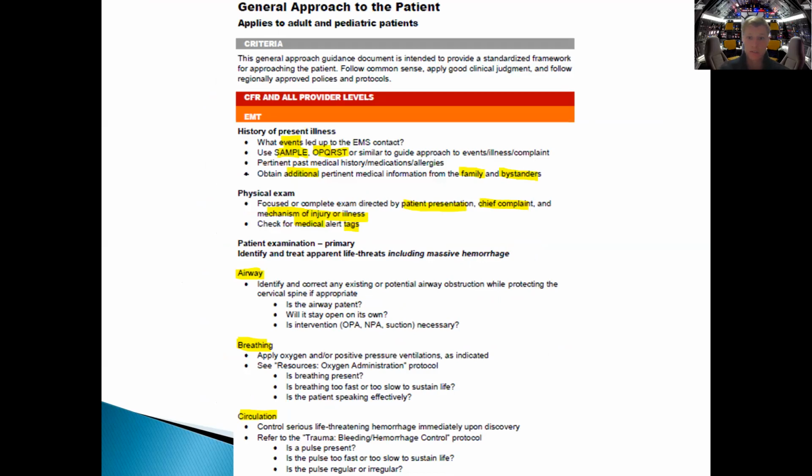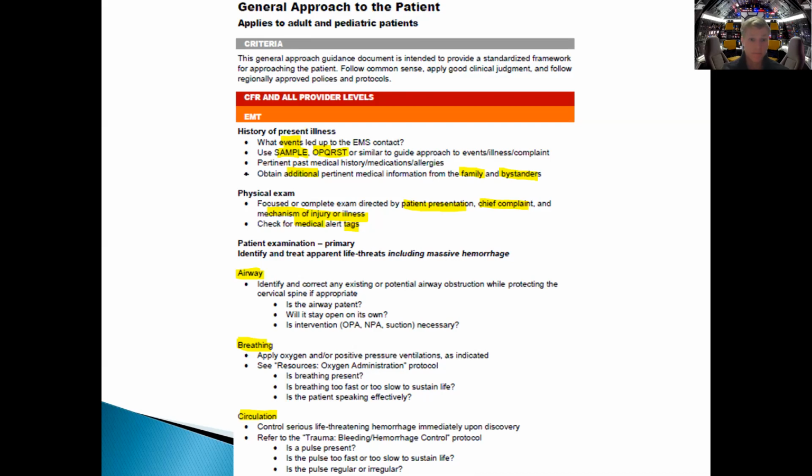So moving on to physical examination. Get the chief complaint, get the mechanism of injury, and see if there's any medical tags. Typically for older patients, they'll be wearing a wristband or maybe a metal chain around their neck. Airway. This is a review for all my future EMTs out there. Is the airway patent? Will it stay open on its own? Do you need an OPA, oropharyngeal airway adjunct, or NPA, nasopharyngeal airway adjunct?